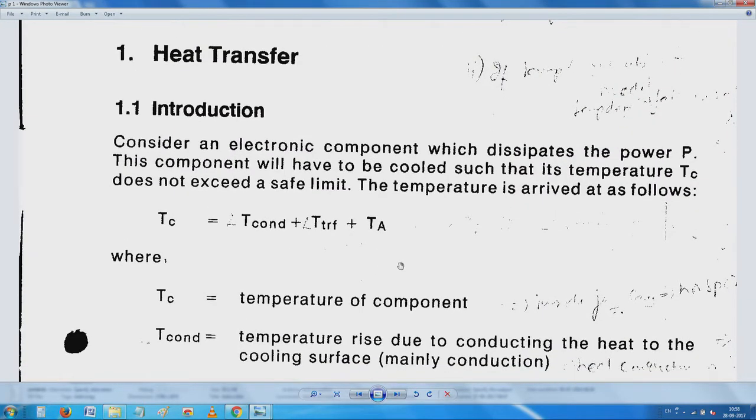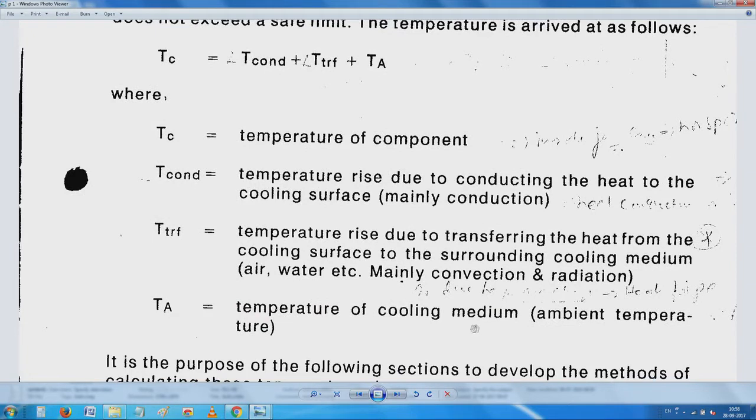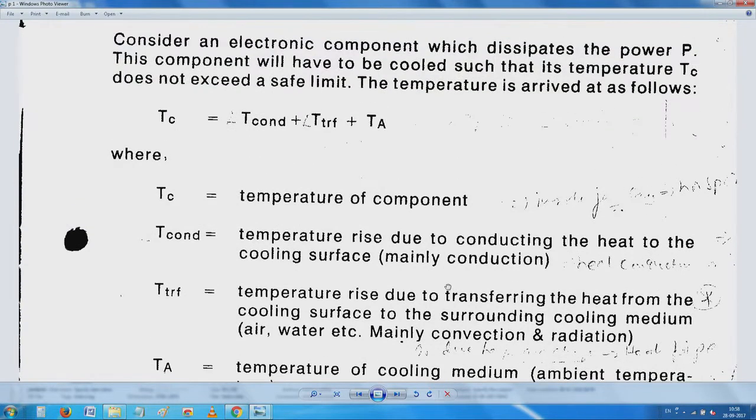Typically, the starting point is this. Imagine there is a component C, where Tc, at least in these equations, is the temperature of the component, and at the extreme right we have the ambient temperature, the temperature of the cooling medium. In this case, it could be simple air, or it could be another surface in contact. We have two important things being introduced.